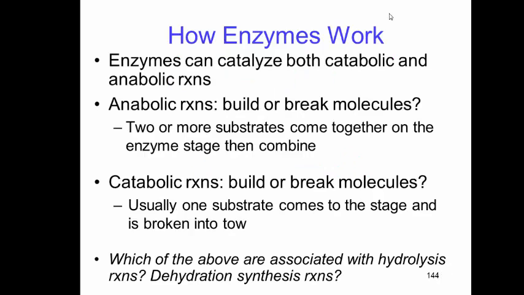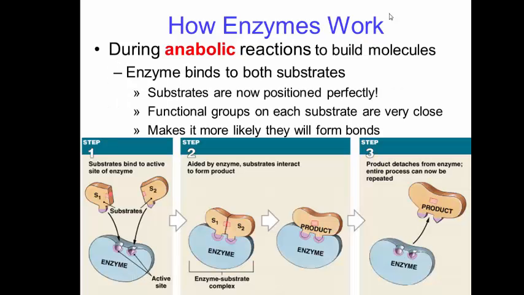So enzymes can catalyze both catabolic and anabolic reactions. Anabolic reactions are reactions that are used to build molecules, while catabolic reactions are the reactions that are used to break molecules down. And enzymes are used in both circumstances. So let's look first at how an enzyme is used during an anabolic reaction. Okay, so we're going to use an enzyme to help build a molecule.